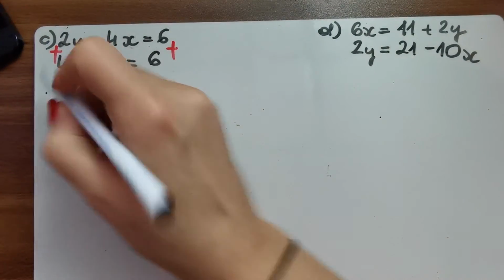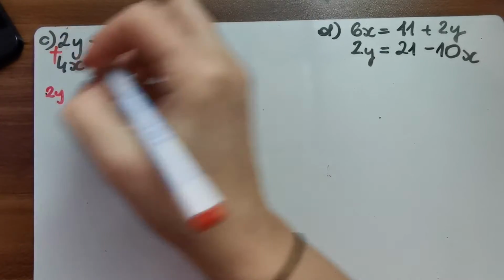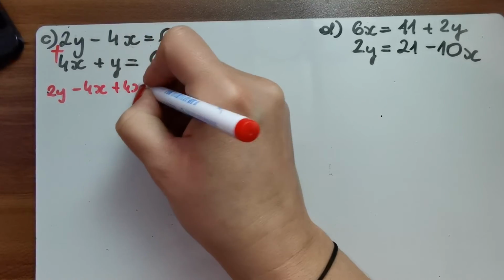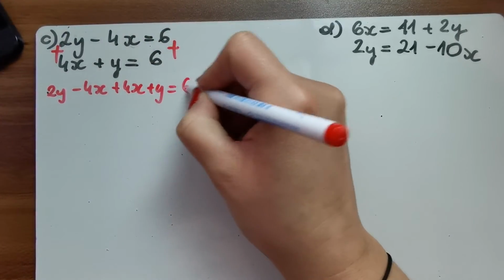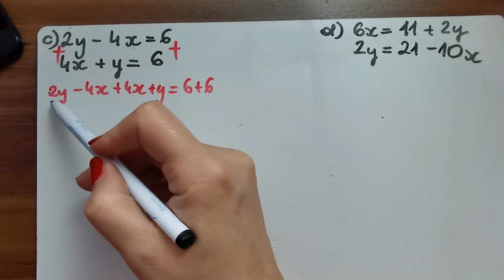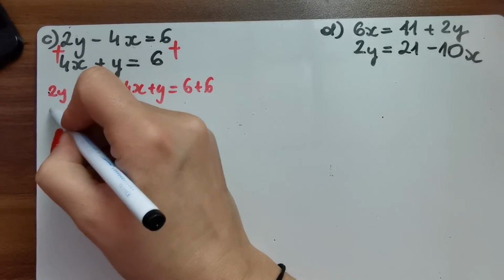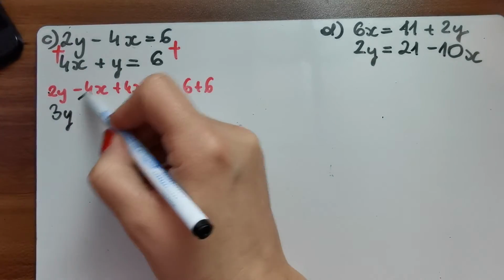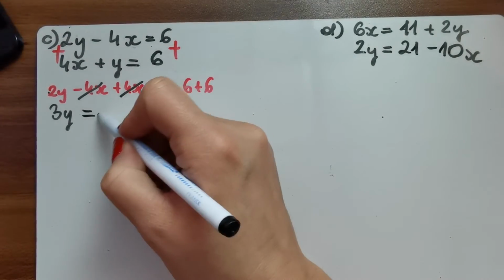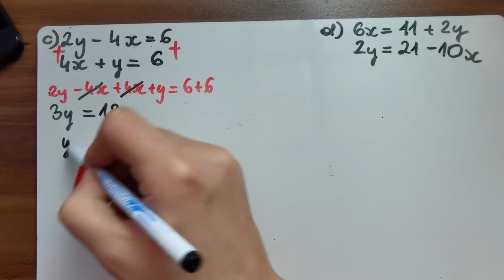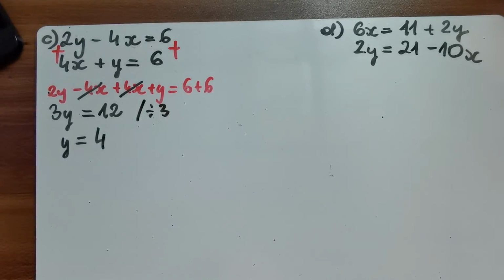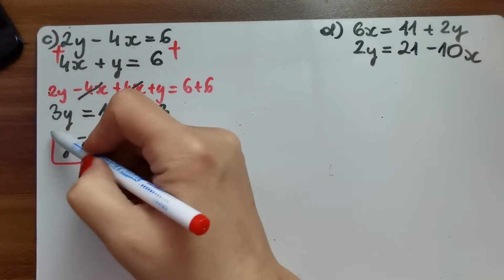So we will have 2y take away 4x, this is the first one, plus 4x plus y is equal to 6 plus 6. Okay, simplify, collect like terms. 2y plus y is equal to 3y, and minus 4x plus 4x we will eliminate, is equal to 12. So simply y is equal to 4. We are of course dividing by 3 both sides. So this is our y.